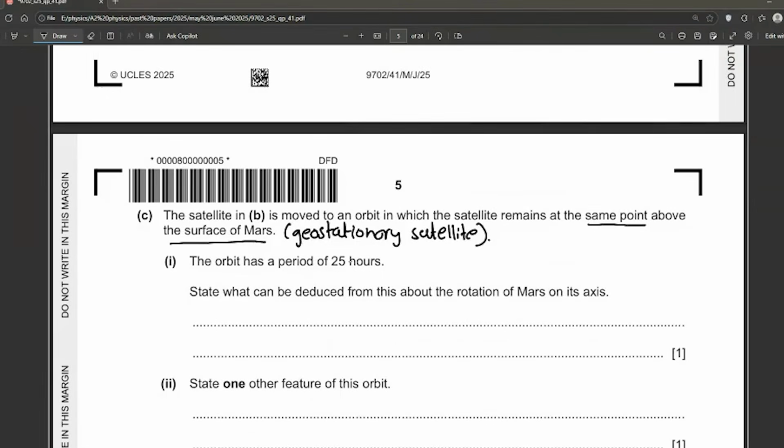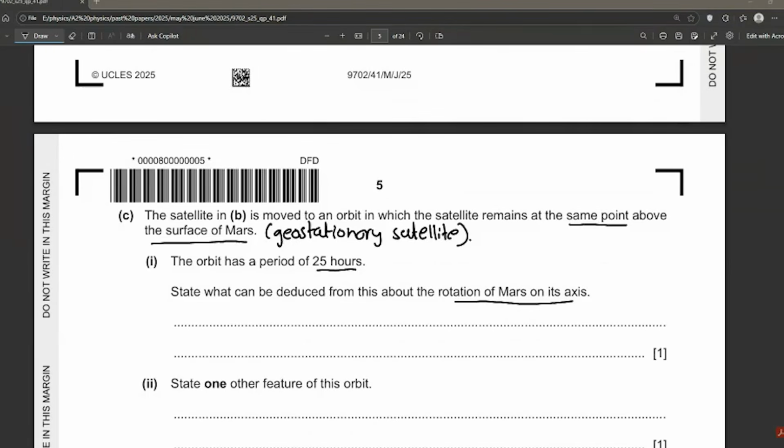The orbit of the satellite has a time period of 25 hours. State what can be deduced from this about the rotation of Mars on its axis. What was the special feature of a geostationary satellite? The time period of a geostationary satellite is the same as the time period of the planet.